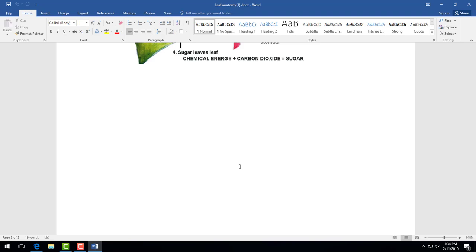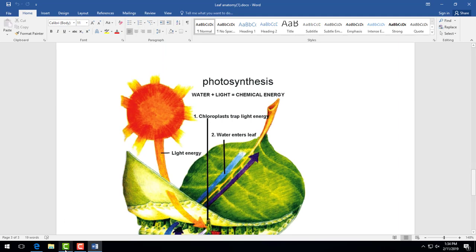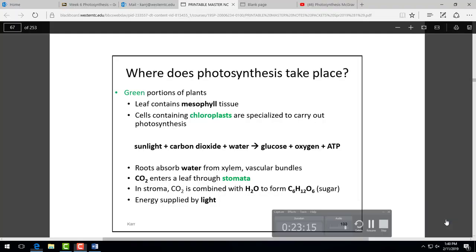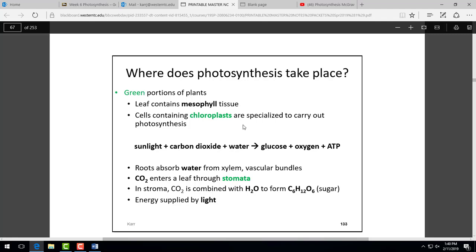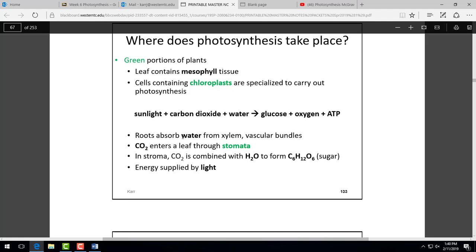Okay, so that's just a general overview of photosynthesis before we get into the nitty-gritty details. We're going to watch an animation on photosynthesis, but just remember, it takes place in the green portions of the plant because we need that chlorophyll. Chlorophyll has a green pigment. So in the mesophyll tissue we already talked about, here's the reaction. Roots absorb water, and it goes up the veins of the plant. Carbon dioxide enters the leaf through the stomata on the lower epidermis, like we talked about. And then we're going to talk about how that carbon dioxide and water come together in the stroma, which is that fluid portion of the chloroplast.